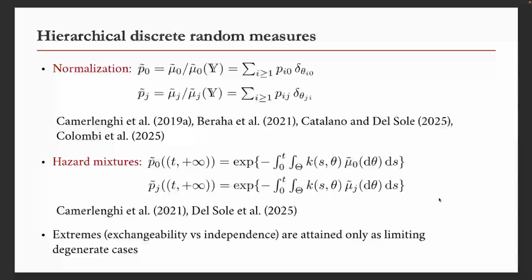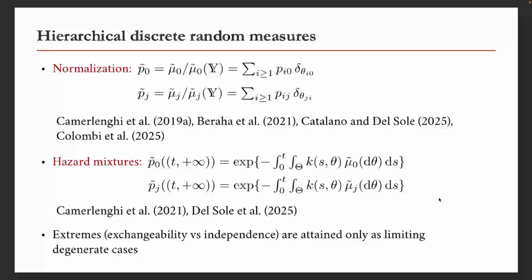by Camerlenghi et al., who studied this in high generality. More recently, Mario Beraha with Fernando and Alessandra considered a variant where the base measure is a mixture of a random and a fixed component. Marta and Claudio Catalano del Sole have this very nice paper that has recently come up on the archive, on a nice representation that simplifies the Chinese restaurant franchise representation. And also, Colombi have a version for mixtures of finite mixtures.